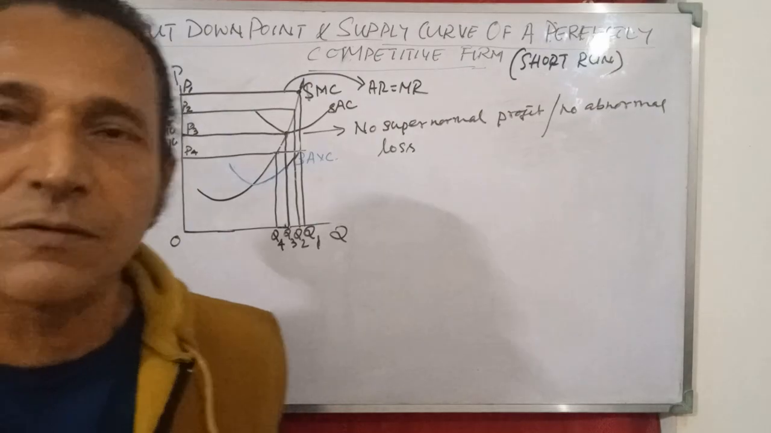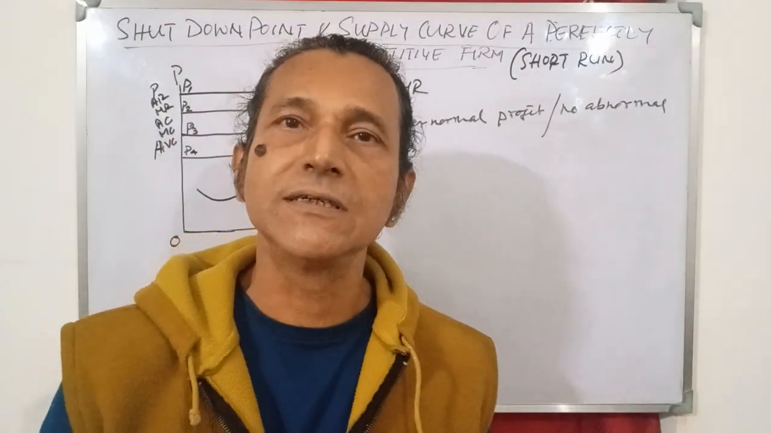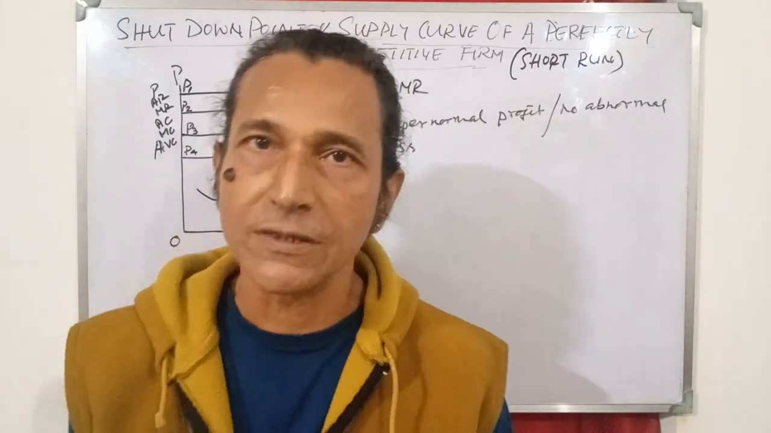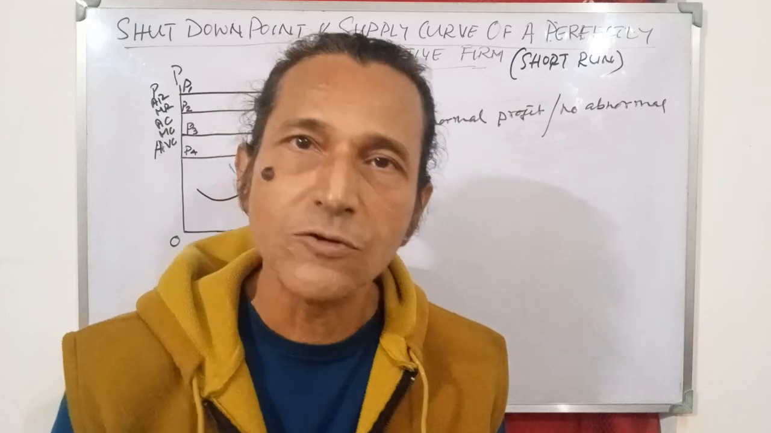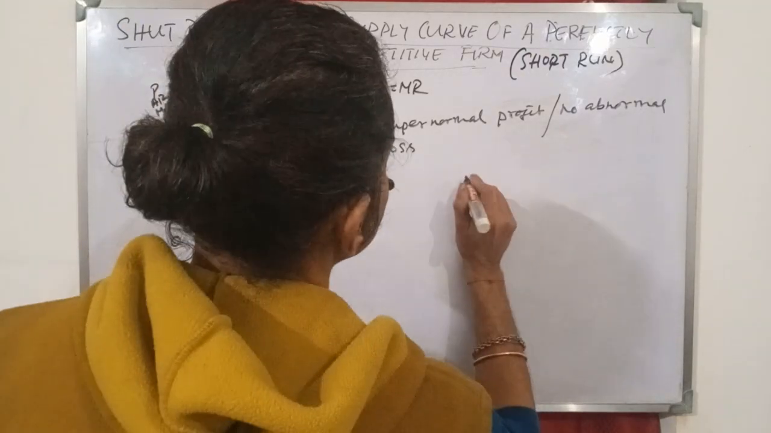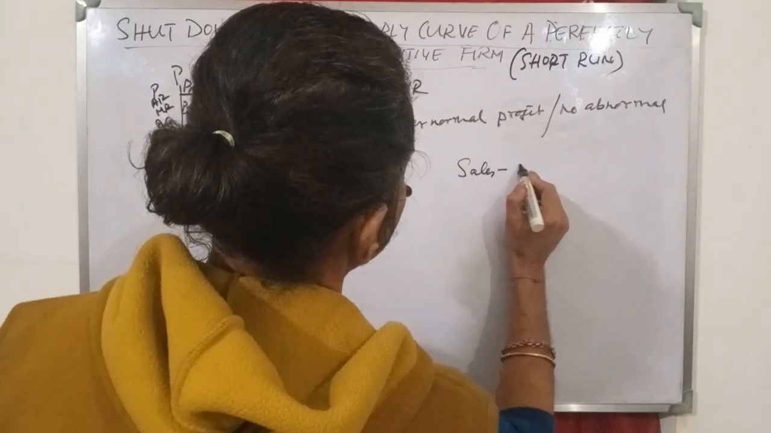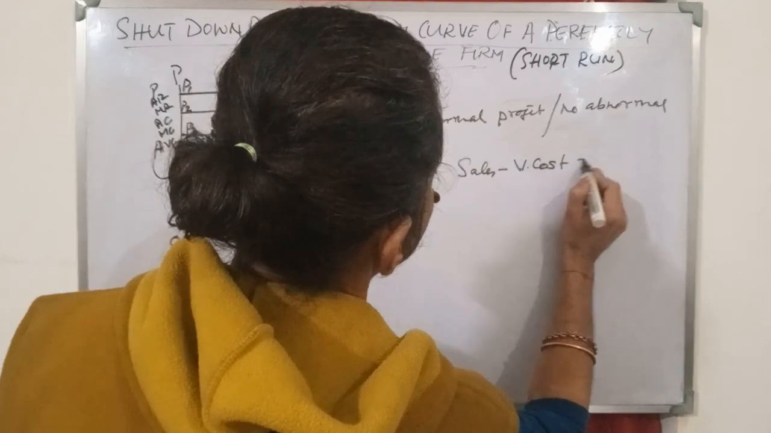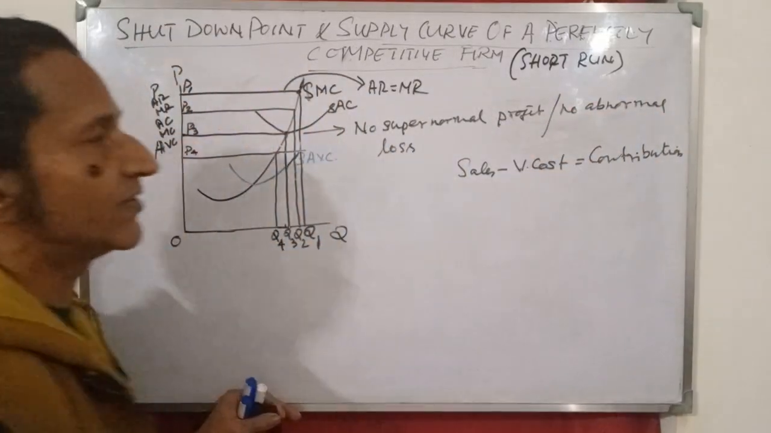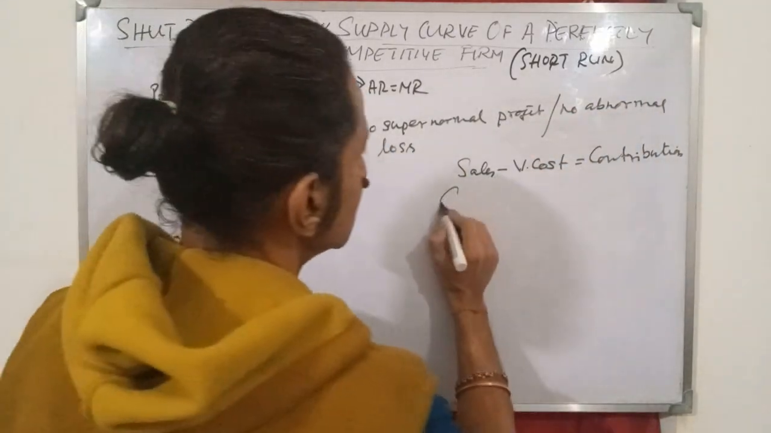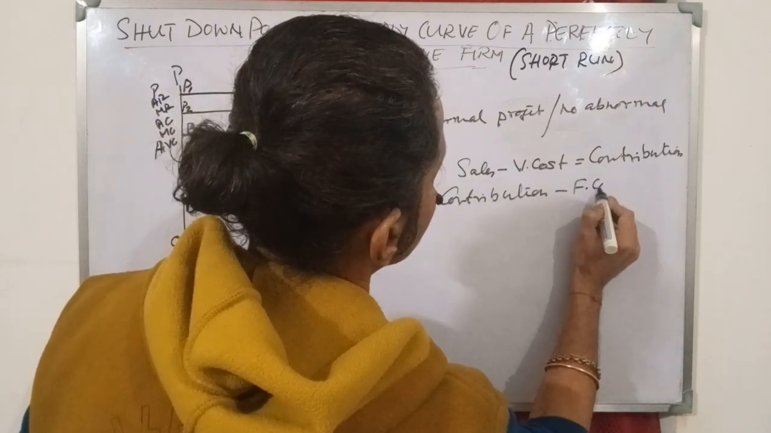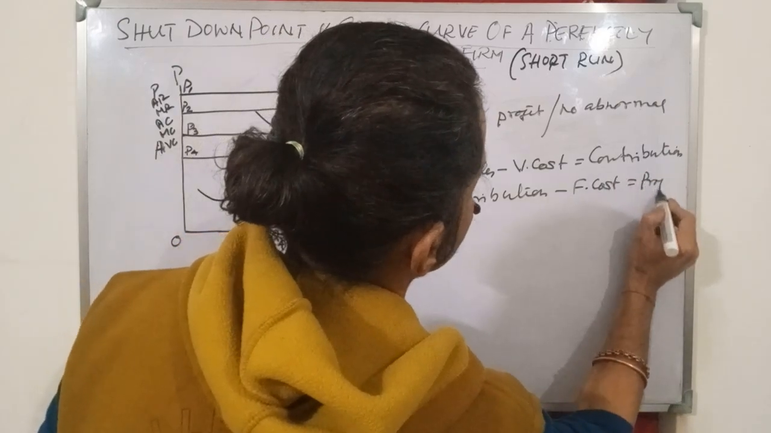In management accounting, we have a very important topic called marginal costing. Marginal costing is a method as well as a technique of costing which is very widely used for management decision making. There we have seen that sales minus variable cost is equal to contribution, and then contribution minus fixed cost is equal to profit.